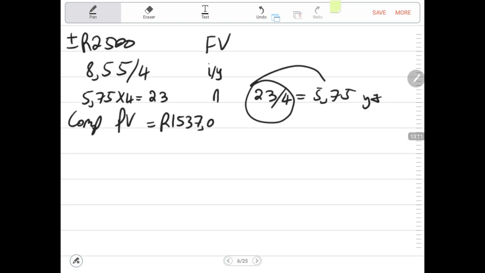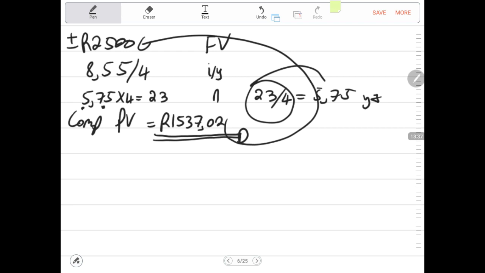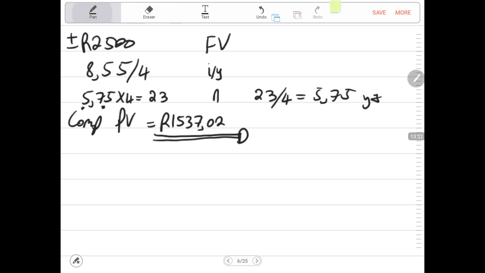1,537 rand 2 cents. Now this is the amount that we have as our present value. So now we say this is the amount that was initially invested. And we invested this amount for a period of 5 years and 9 months. Remember, 0.75 is the 9 months that I showed you, in order for this amount to become 2,500 at the end of 5 years, 9 months, which was compounded quarterly at 8.55% of interest. And now that is the first one.